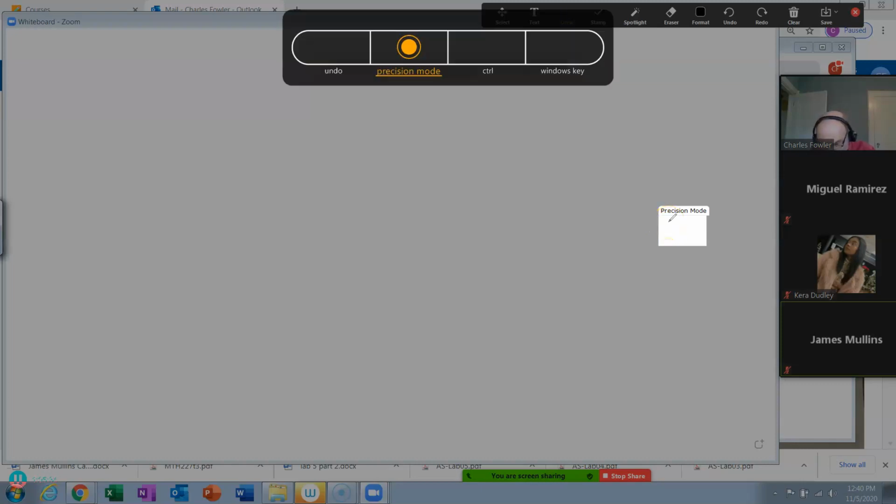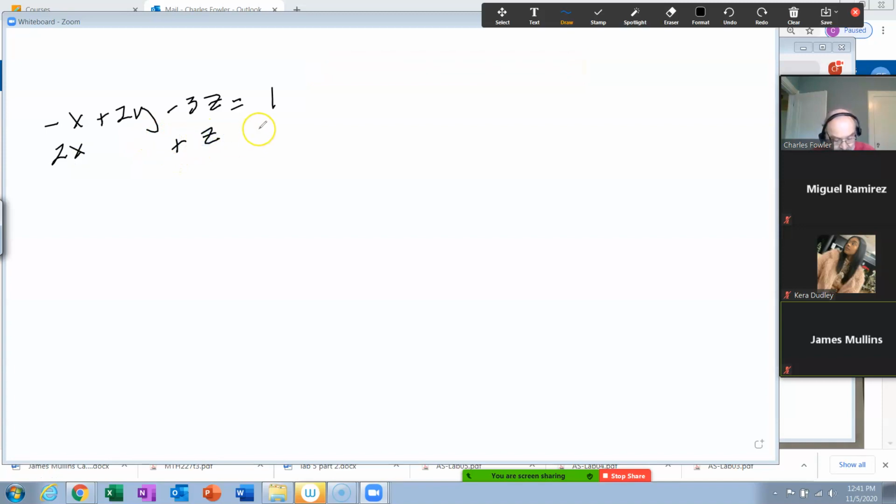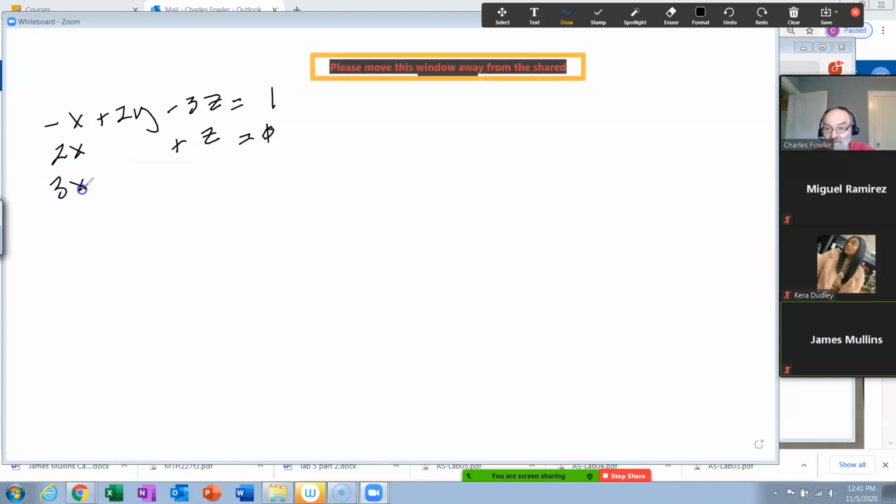Okay, here's your system of equations. Minus x plus 2y minus 3z is equal to 1. 2x plus z is equal to 0. 3x minus 4y plus 4z is equal to 2.